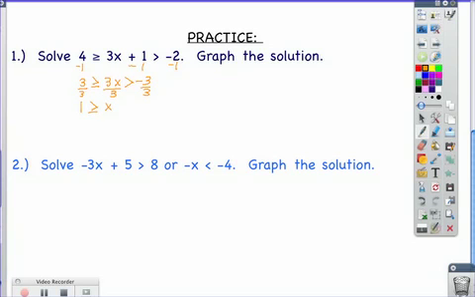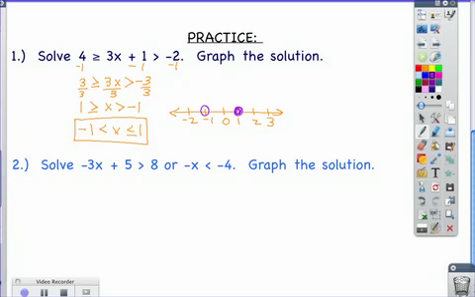Number 2 is an OR compound inequality, so I solve each one separately, keeping in mind that it is one solution set. So I subtract 5 from both sides. Negative 3x is greater than 3. Divide by negative 3, so I have to flip my sign. Over here, this is the same as saying negative 1x is less than negative 4. So I divide both sides by -1, flip my sign. So my answer is x is less than -1 or x is greater than 4.